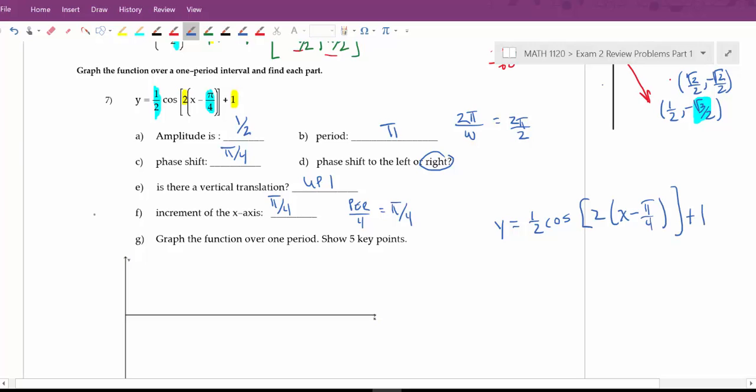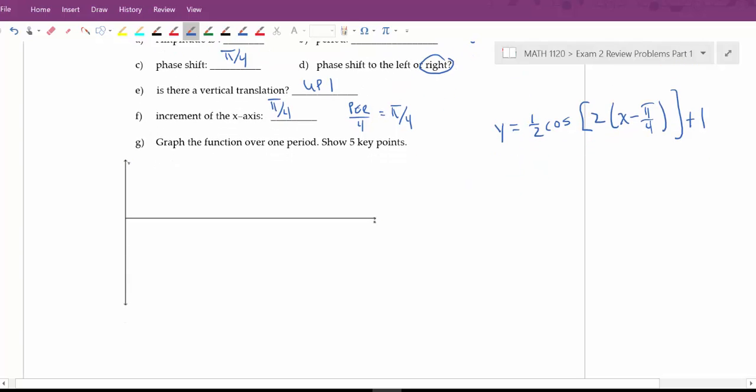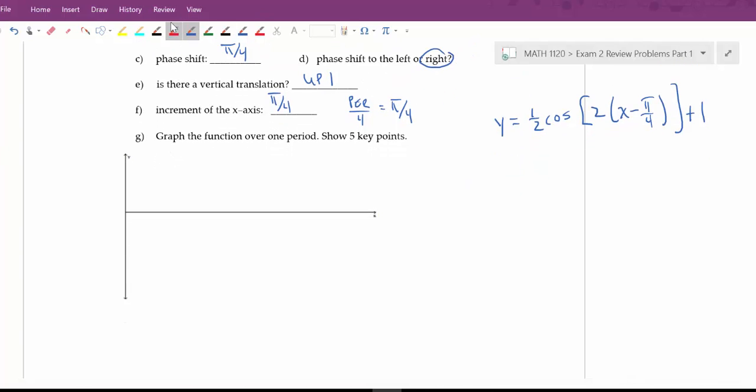And let me show you how I've been trying to get you guys to do the graphs, maybe in 2 steps. What we're going to look at is just this part of the graph right here. We're not going to look at the amplitude, and we're not going to look at the up 1. Those are things that affect y values, so we do those last. So I'm just going to graph, in a dashed line, y equals cosine of 2 times (x minus pi over 4).